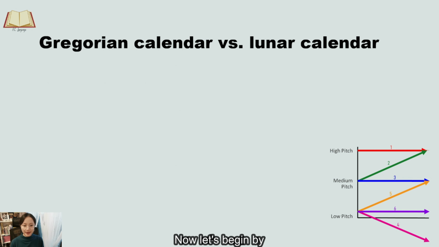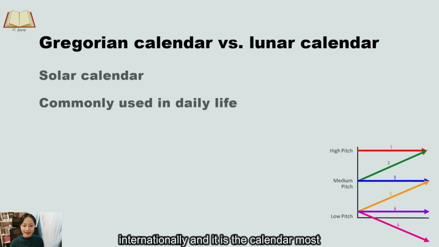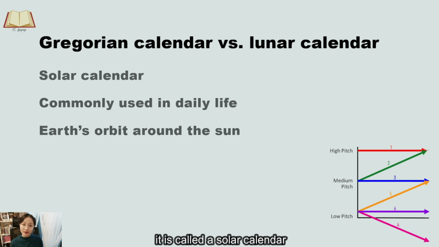Now let's begin by talking about calendars. So firstly, the Gregorian calendar. This is a solar calendar that is used internationally and it is the calendar most commonly used in daily life around the world. And that includes in Chinese-speaking communities like China and in Hong Kong. It is based on the Earth's orbit around the Sun and is divided into 12 months, so that is why it is called a solar calendar.